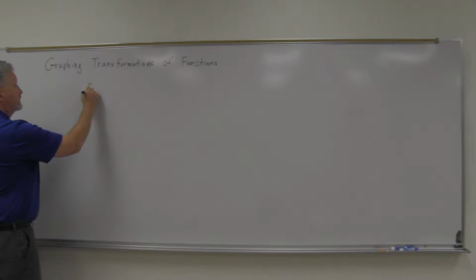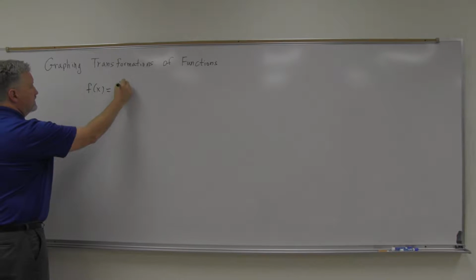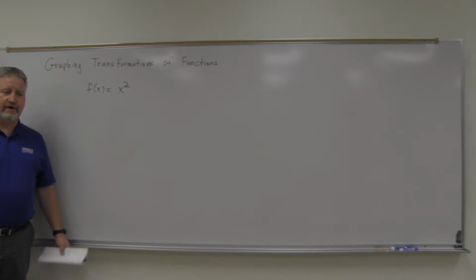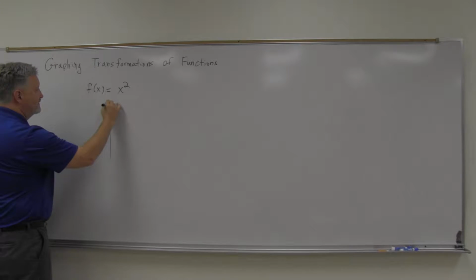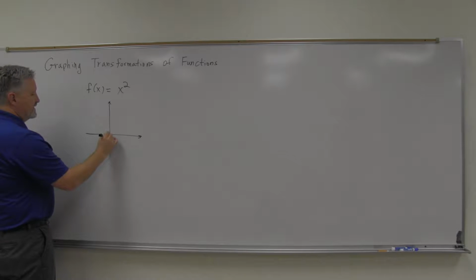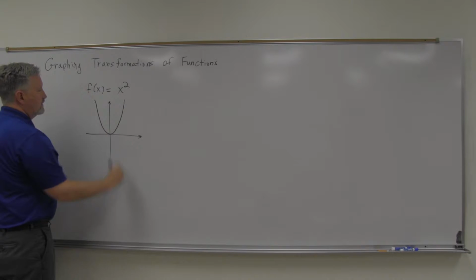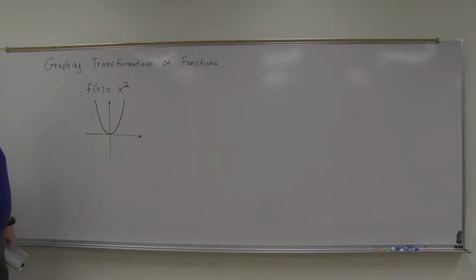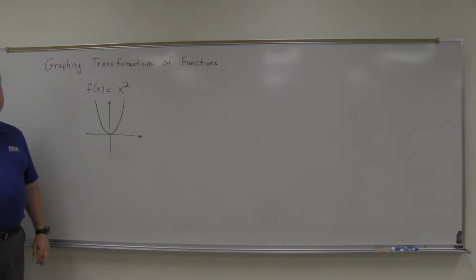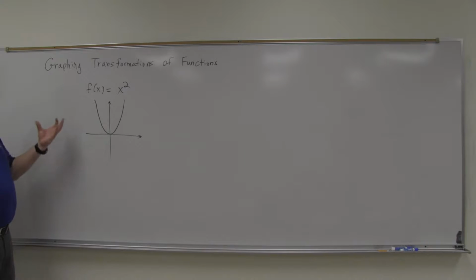So let's talk about one here. We've got f of x equals x squared, and we do know, hopefully, what that looks like. Without going into too many fine details, we've got ourselves a parabola such as this, and we'll talk a whole lot more about parabolas, but what we want to do right now is look at transforming that and doing different things to the equation and see what happens.